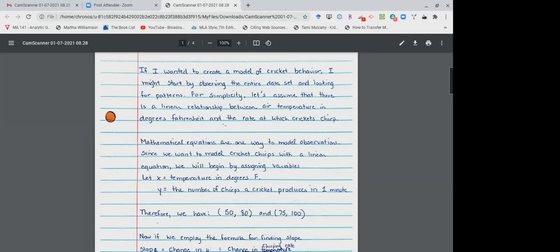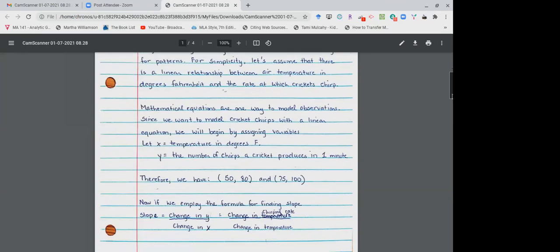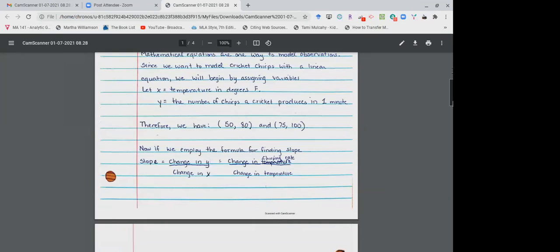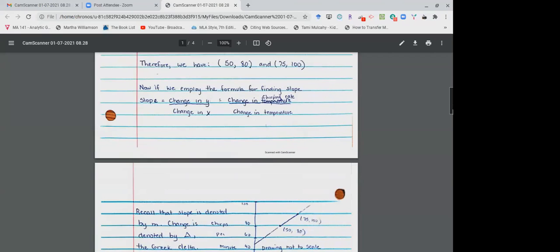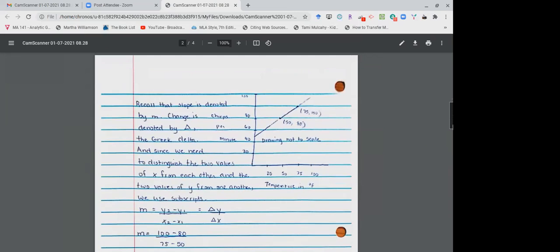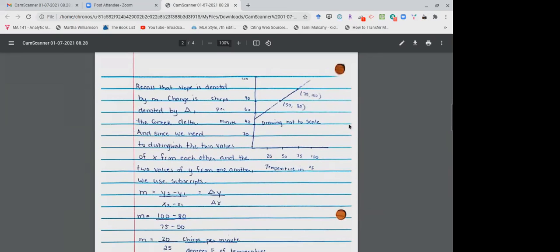So now we get to the mathematical part of this, and slope has a lot of interpretations, some of which I'm going to give you in this little mini lesson. But slope is the change in Y over the change in X. That's one way of looking at it. And in this case, that's the change in chirping rate over the change in temperature. Now, another way to think about slope is as the steepness of a line.